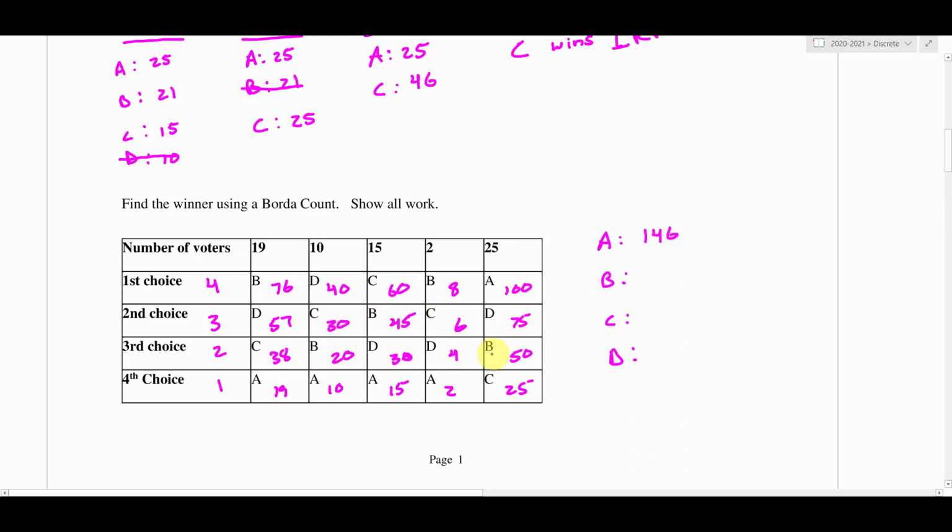You would go and find all the B boxes and add up all of the points in the B boxes, and then the same thing for C and D. And these were the point tallies that I got. So I got 199, 159, and 206, which means that D would be our Borda winner.